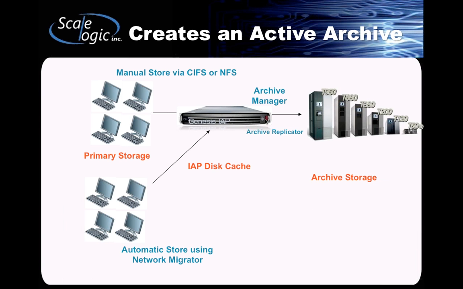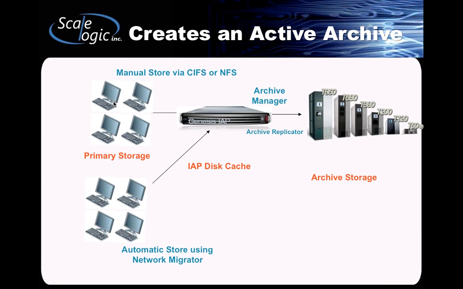Take that a little bit further here. We've created an active archive with that Genesis IAP in the middle and the archive manager on there. Up on the top left, we've got a bunch of clients running off of primary storage, and here we just have a manual archive. Via CIFS or NFS, they can push their media over to the IAP server manually as they see fit. The IAP server then takes it and, through its policies, determines if they leave it on the IAP storage and the cache behind it, or if they're going to move it to some other second or third tier storage.